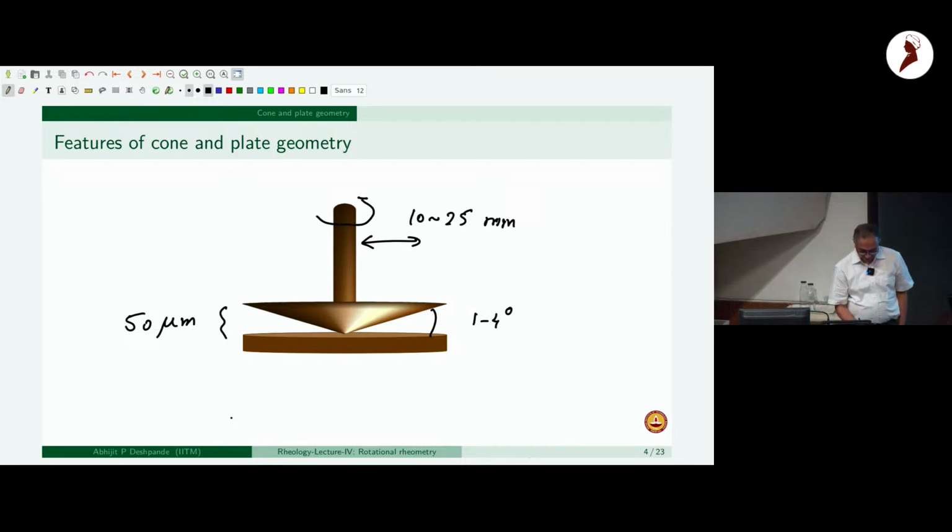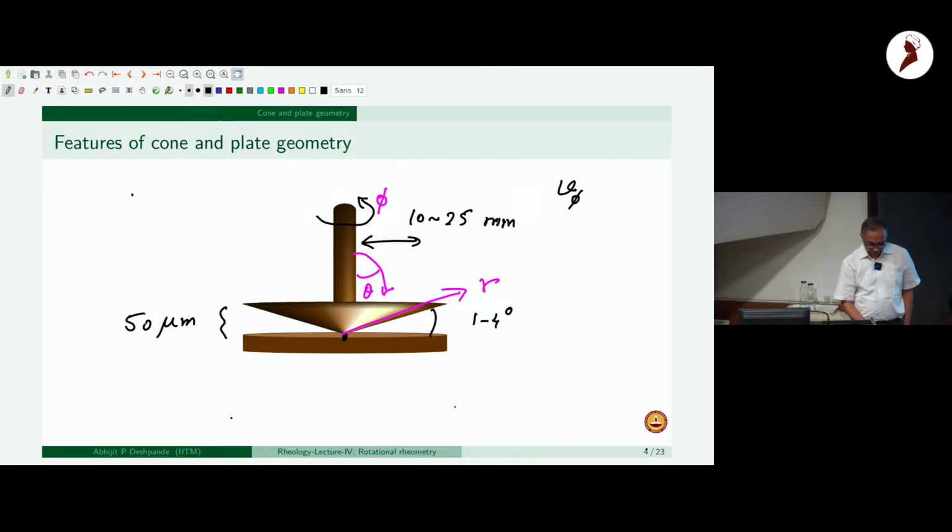Given that we are rotating this, we can describe this using a spherical coordinate system with basically radius r, then this angle as phi, and then the angle from here as theta. So this is the description in which we describe the fluid mechanics of a material which is being sheared. And so if you look at this scenario, then we largely have velocity only in the phi direction.